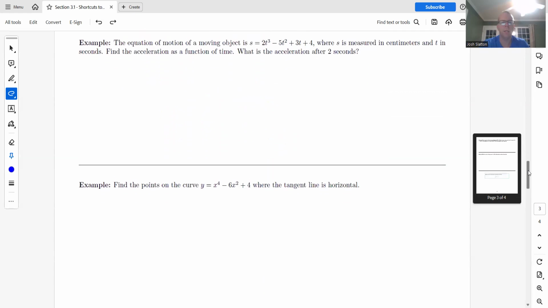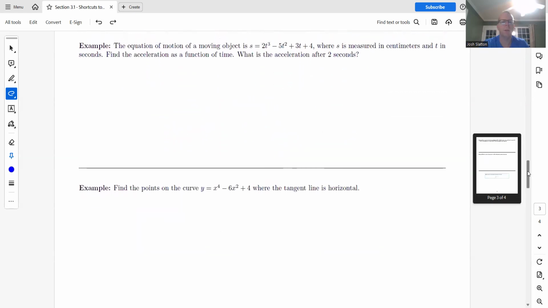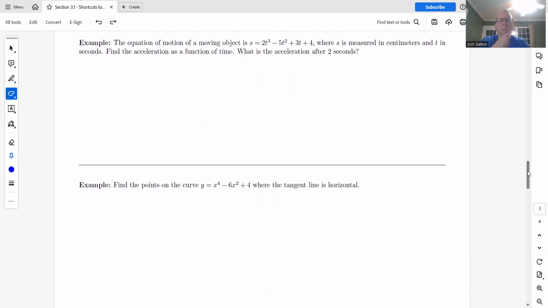And then, well, not the last thing, but here's an example. I think we might have mentioned this concept in the last video, or the last section, where we have position and velocity and acceleration. So the equation of a moving object is given by that function. s is in centimeters, t is in seconds. Find the acceleration. So if we have s of t, that's going to be the position function.